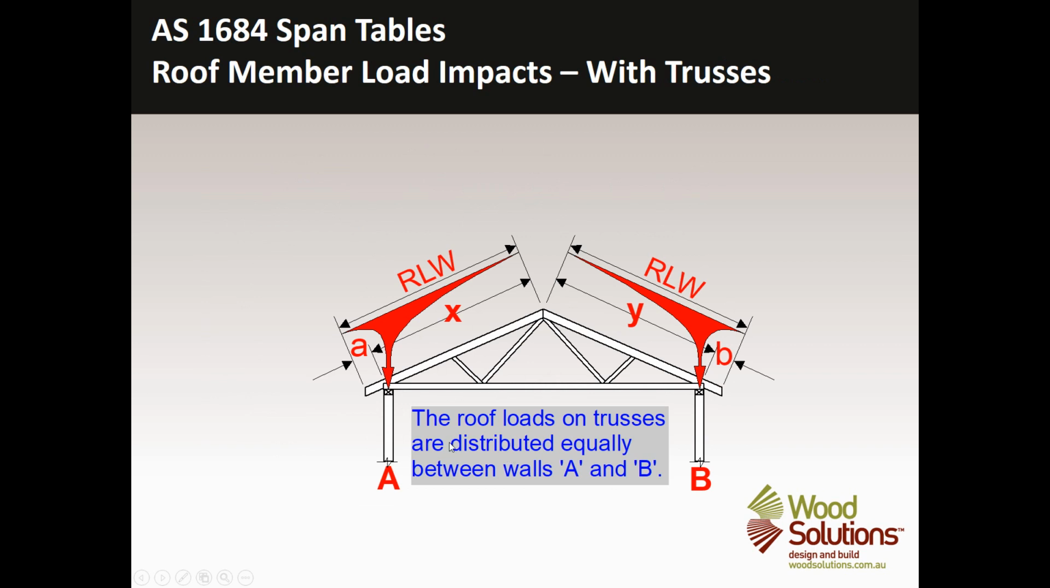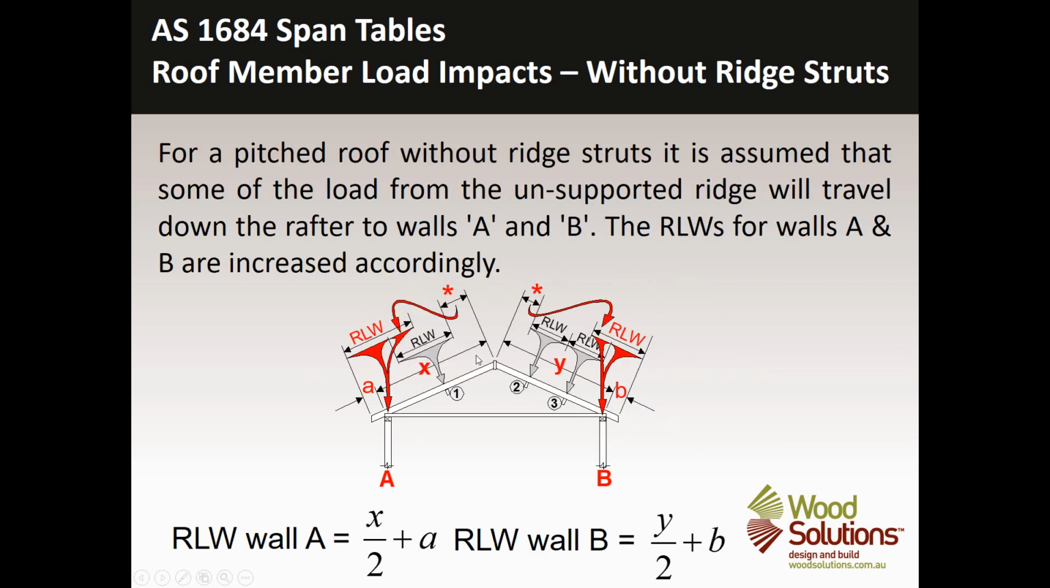And the roof loads of trusses are distributed equally between walls A and B. So that's what we saw in that last diagram. For a pitched roof without ridge strut, it is assumed that some of the load from the unsupported ridge will travel down the rafter to walls A and B. The roof load widths for walls A and B are increased accordingly.